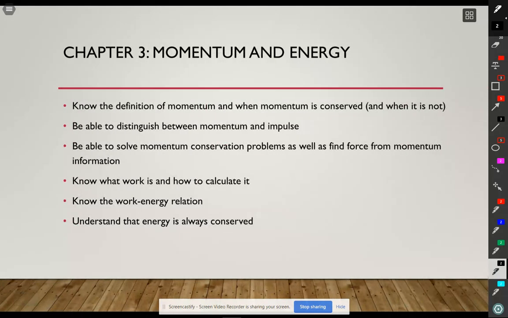Momentum and energy. Momentum is mass times velocity. When something has momentum, it's going to be hard to stop it. The more momentum it has, the harder it's going to be to stop. And so remember our examples. I push somebody. If I push on them, they're going to push on me. We have equal and opposite forces according to Newton's 3rd law.